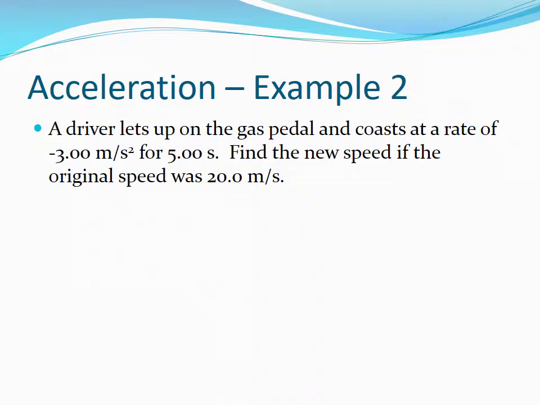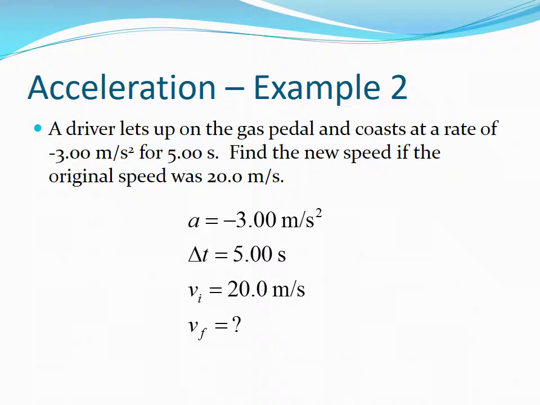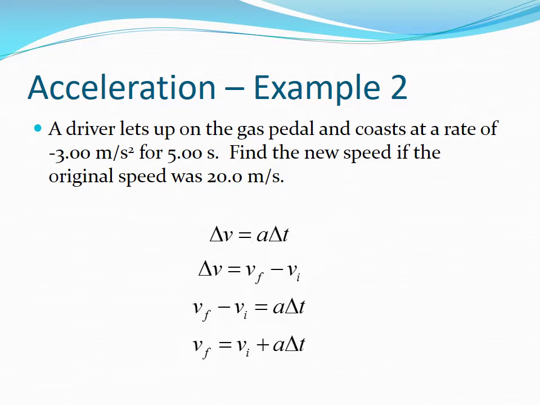A driver lets up on the gas pedal and coasts at a rate of -3 meters per second squared for 5 seconds. Find the new speed if the original speed was 20 meters per second. We know the acceleration, the time interval, and the initial velocity. The acceleration is negative because the car is slowing down. The working equation is the change in velocity. We need to keep in mind that the change in velocity is defined as the final velocity minus the initial velocity. The final velocity is the initial velocity plus the change in velocity.